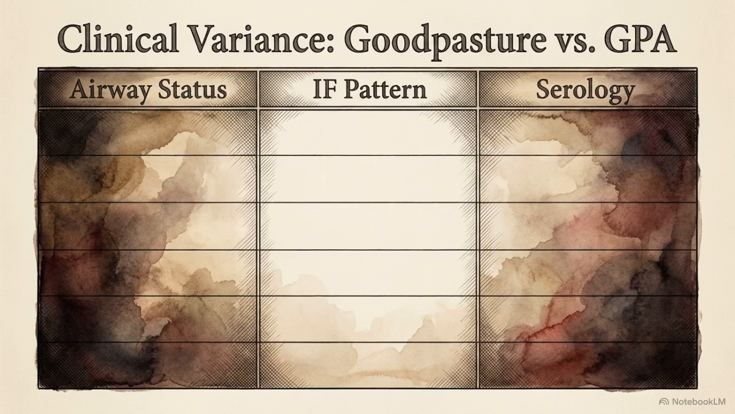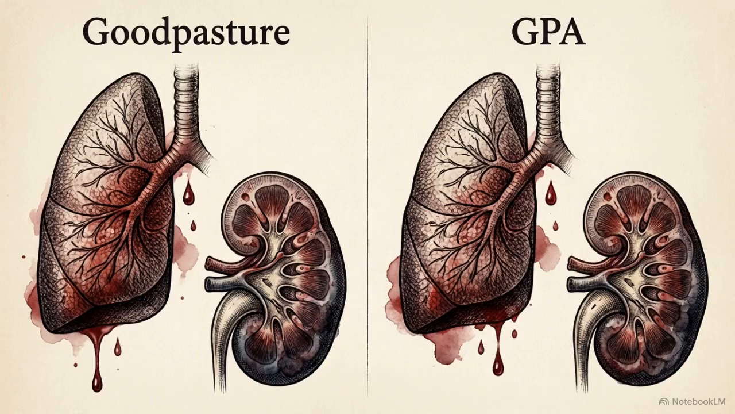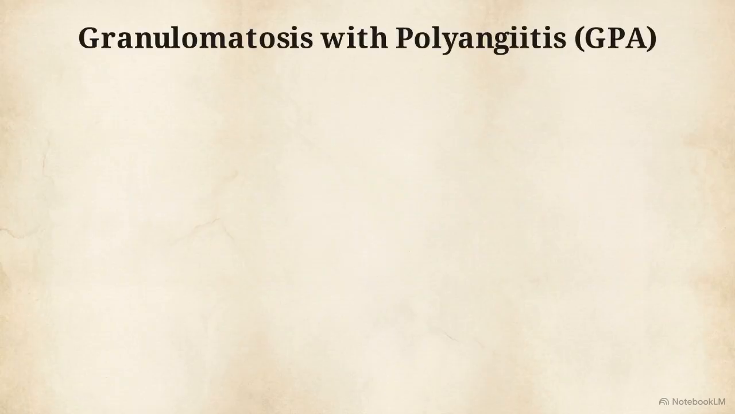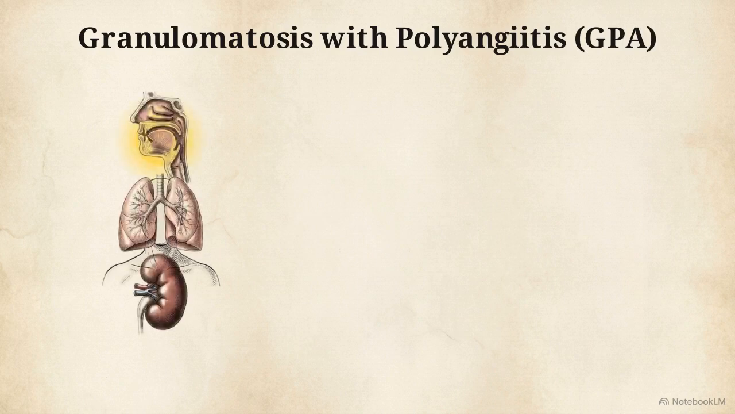This data table compares Goodpasture against its closest clinical mimic. Identical macroscopic presentations require strict mechanistic differentiation. Both Goodpasture and granulomatosis with polyangiitis, or GPA, present with the exact same severe hemoptysis and acute renal failure. We isolate GPA by examining its unique systemic footprint. GPA attacks the upper respiratory tract, causing purulent sinusitis and saddle nose deformities.